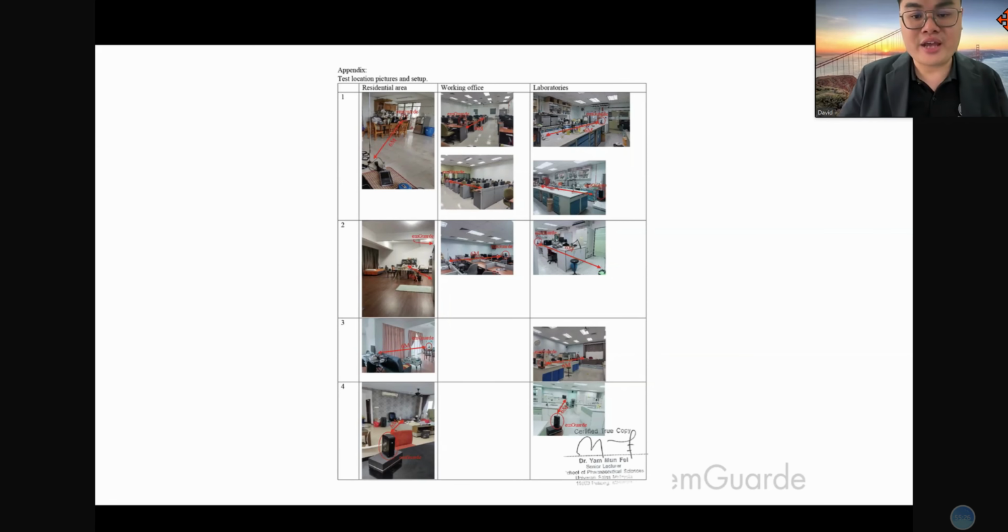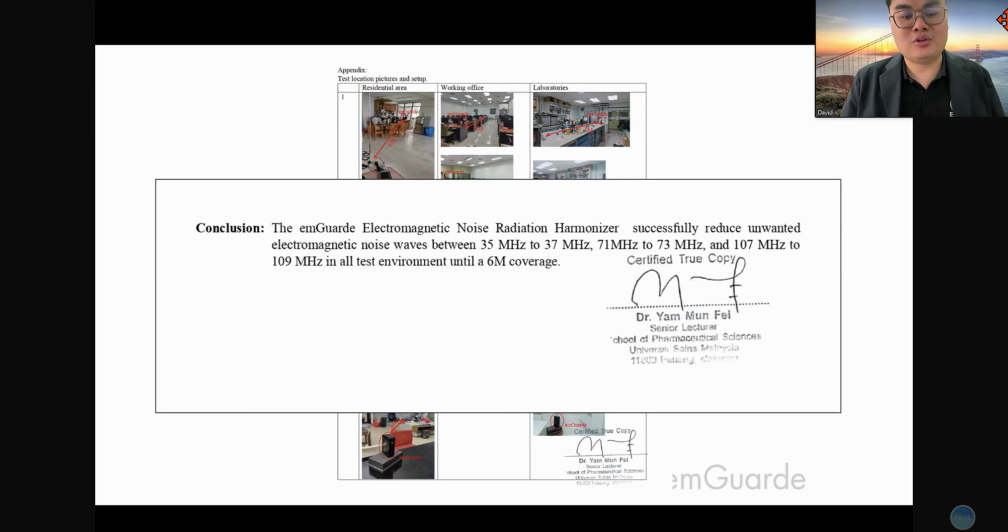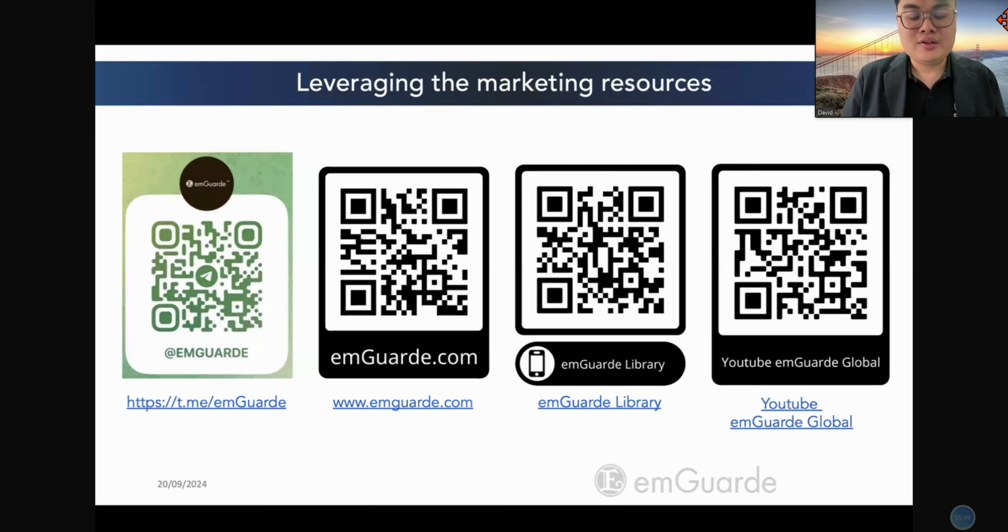Okay, now with that, this is the conclusion of the test report. You can read it. It says that the emGuarde electromagnetic noise radiation harmonizer successfully reduced unwanted electromagnetic noise waves between all these targeted frequencies. In fact, emGuarde can work beyond these frequencies, stretching all the way to about 1000 megahertz.